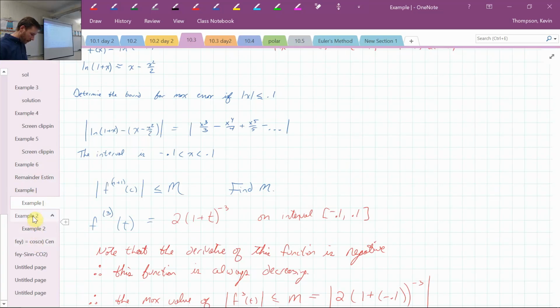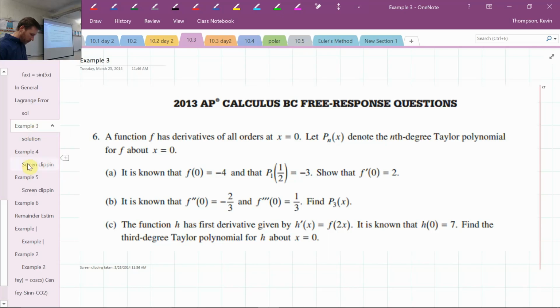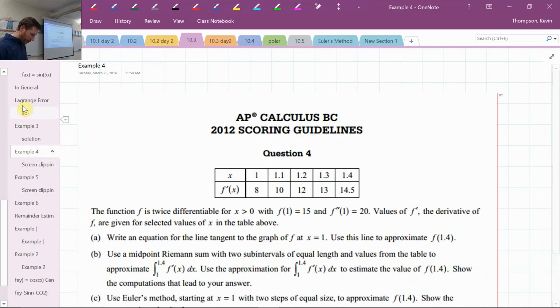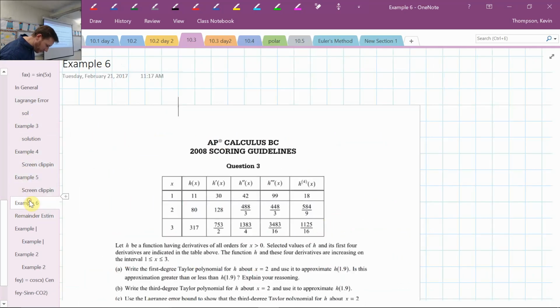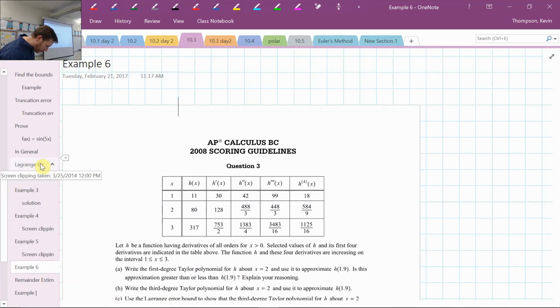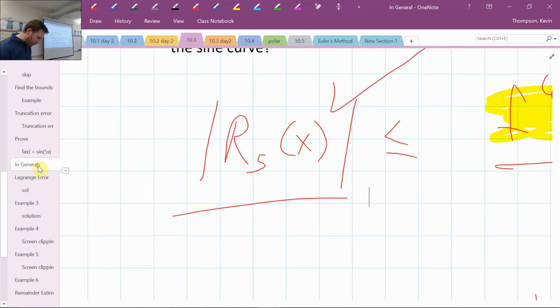I want to do, I think it's example 3. It's not example 3. Sorry, lost it. Oh, there it is.